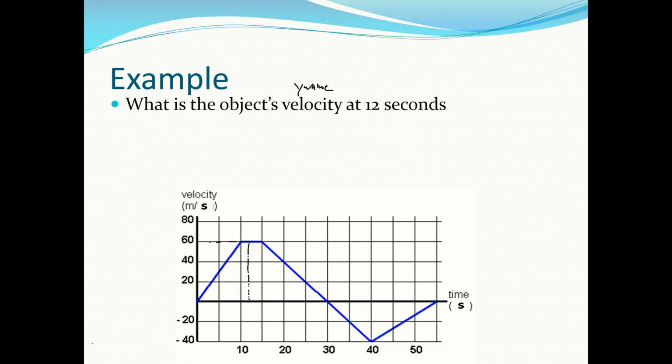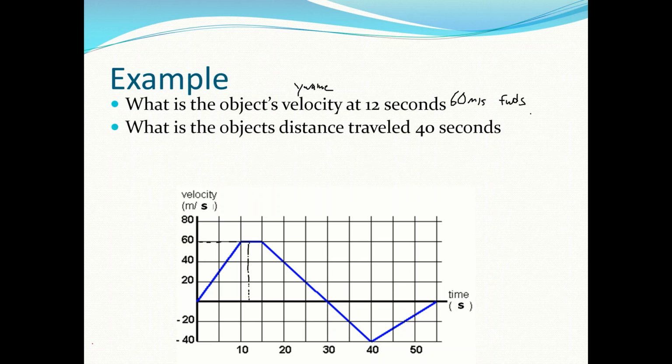And then go to my y value, which is 60. So it's going to be 60 meters per second, and that's forwards. And that's it. Okay. Distance traveled in 40 seconds. Well, that's my area under my graph.